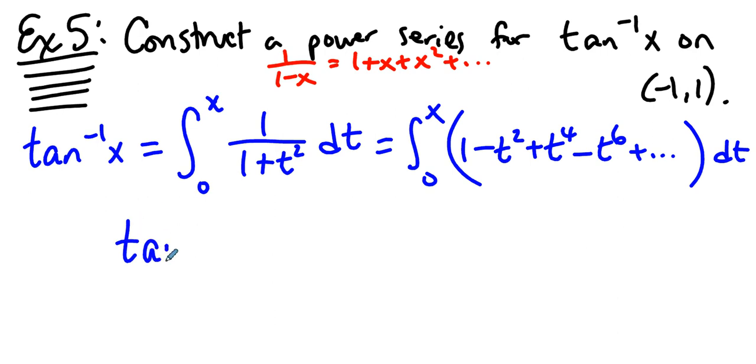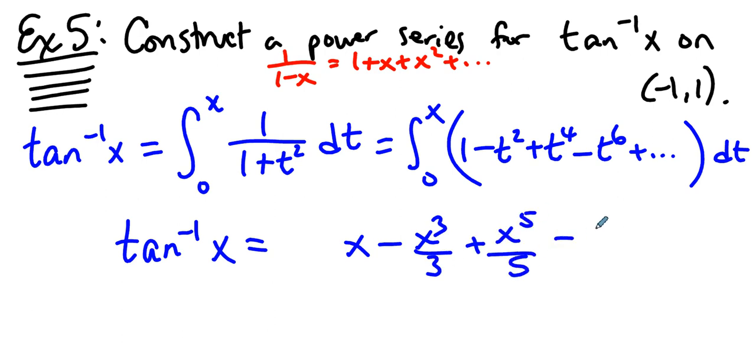So what's the inverse tan of x? The inverse tan of x is all of this, right? So we take the antiderivative term by term. Antiderivative term by term, that's x minus x cubed over 3 plus x to the 5th over 5 minus x to the 7th over 7, and so on.